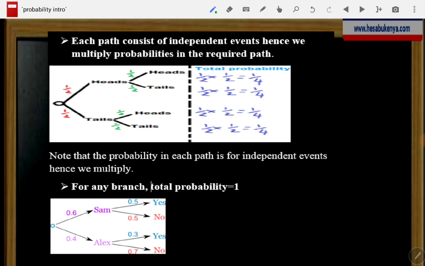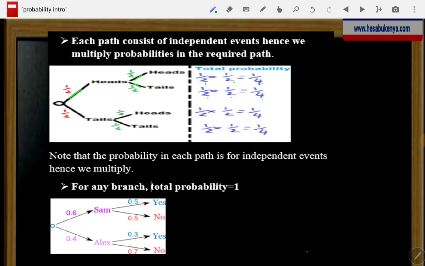Now, each path consists of independent events, hence we multiply probabilities in the required path. So, like in this path, we have a half for heads, then another half for heads. So the total probability will be a half times a half, which is a quarter. Again, in this path, you have a half for heads, then a half for tails, which gives us a half times a half, which is equal to a quarter.